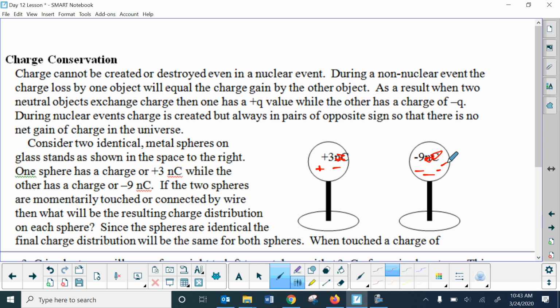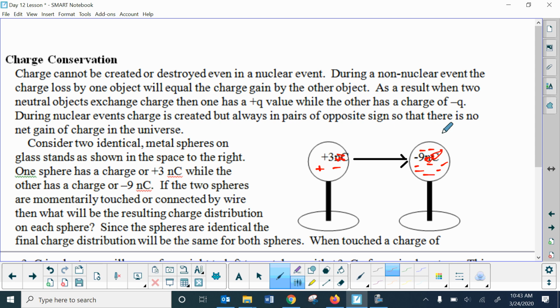So I'm going to make those negatives here now. So we have 9 extra electrons. And let's say that somehow we would bring these two objects together and have them touch so that the charges can move from one to the other.